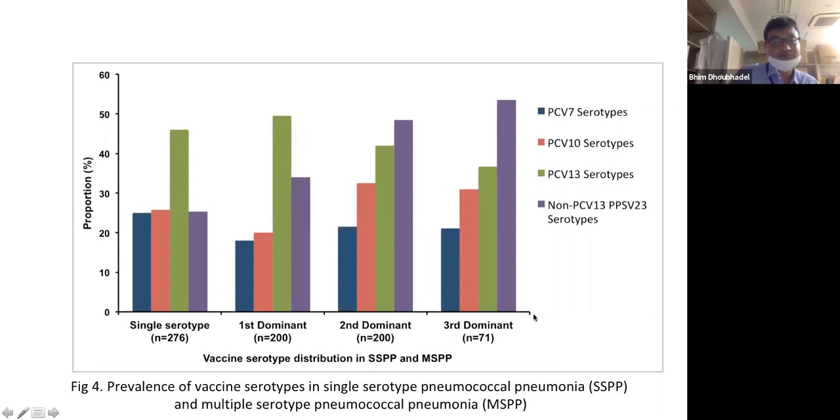So what I was thinking, previously we found the 23-valent polysaccharide vaccines, I think it works mostly for this non-PCV13 serotype, because in the multiple serotype pneumococcal pneumonia, the proportion of vaccinated people was less compared to single serotype pneumococcal pneumonia, in terms of the vaccine proportions. And in terms of the vaccine serotype distributions also, the non-PCV serotype vaccine proportions are higher in multiple serotype pneumococcal pneumonia. So I tend to feel like these polysaccharide vaccines are more effective for these non-PCV serotypes.